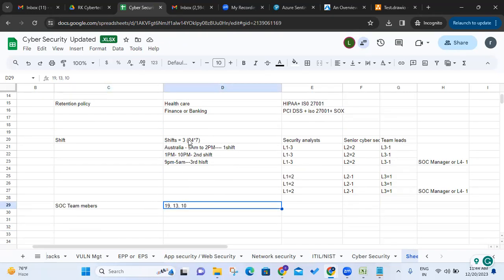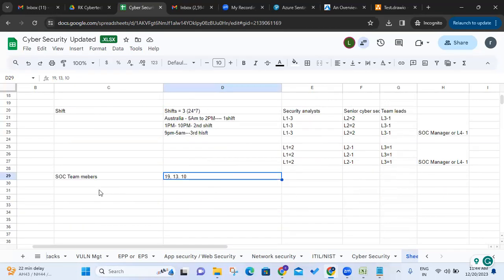Sir, if we say 19, then do we have to increase the EPS count, or can we keep the same 15,000? For 19, you can say maybe around 20,000. For 13, you can say around 14 or 15,000. And for the remaining 10, you can say 11 or 12,000. Yes, sir. Okay. So that is our team member side.